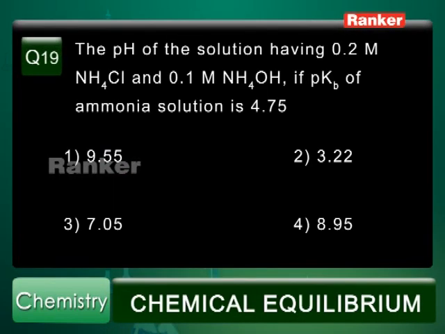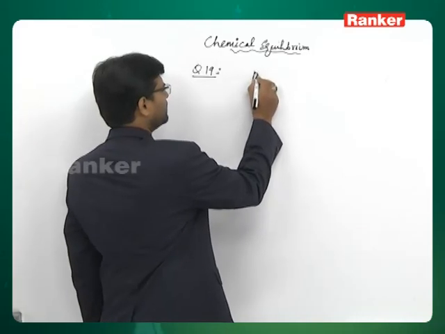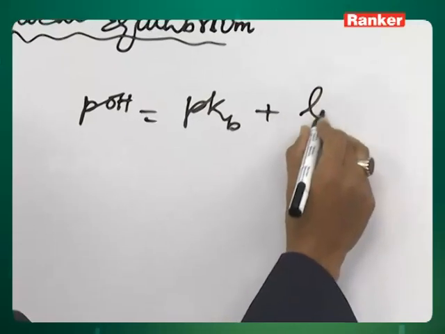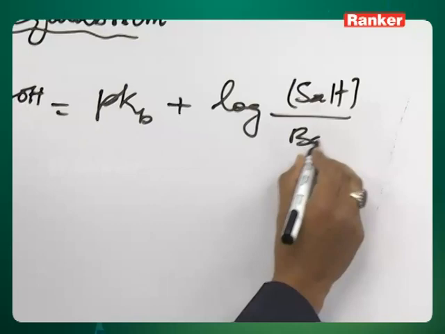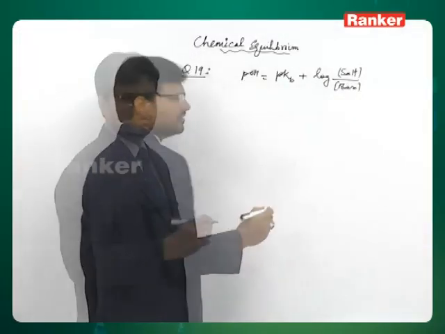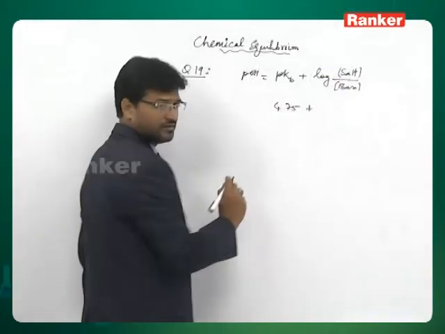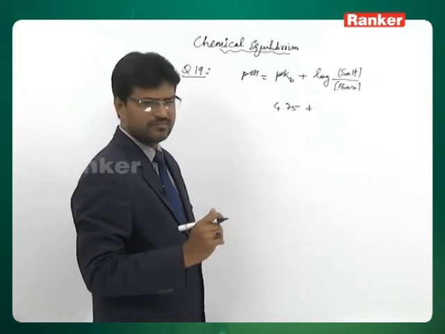Question number 19. The pH of the solution having 0.2 molar ammonium chloride and 0.1 molar ammonium hydroxide, if pKb of ammonia solution is 4.75. It is a basic buffer. So, for basic buffer, pOH equals pKb plus log salt concentration by concentration of base. pKb is 4.75. So, this is 4.75, and having 0.2 salt is 0.2 and base is 0.1.